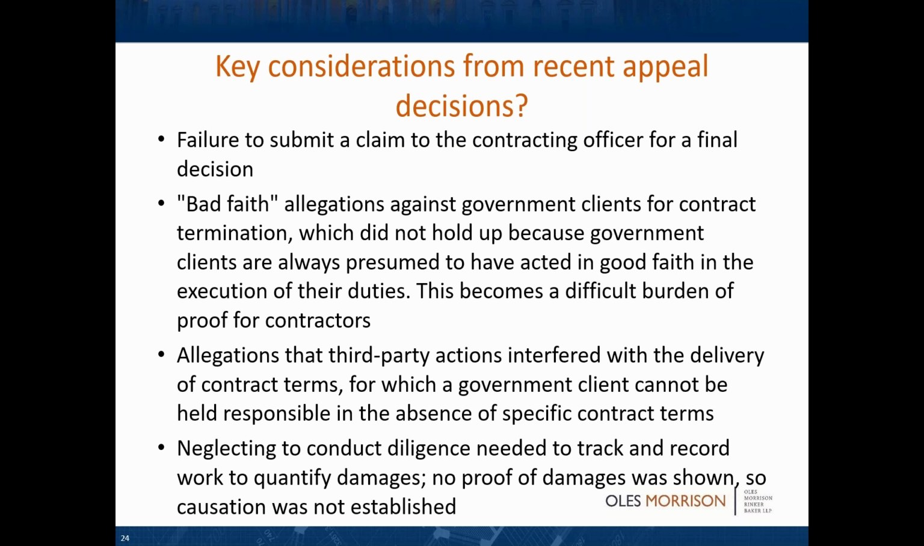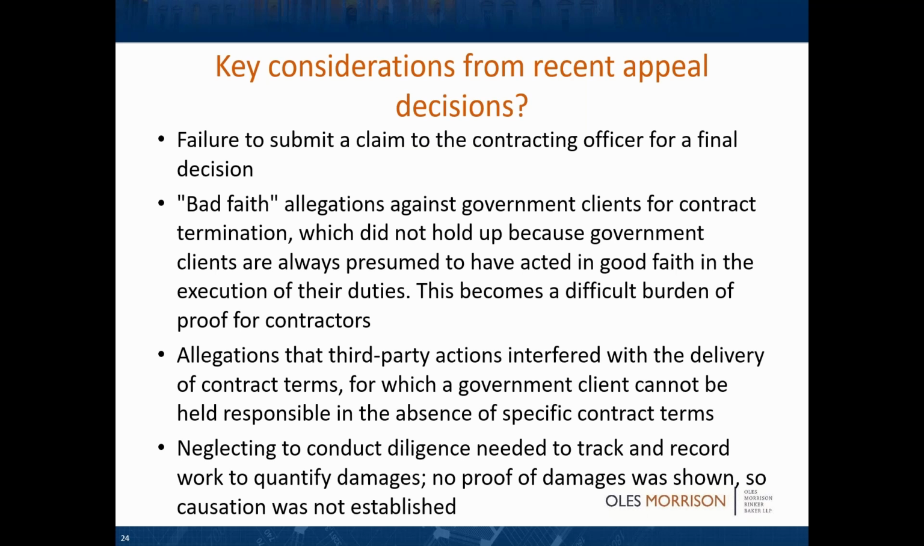Neglecting to conduct due diligence needed to track and record work to quantify damages. No proof of damages was shown, so no causation was established. Typical of a case that came out where, after years of litigation, the board said, on this commercial item contract for tents for the Army, you're right, you're entitled to money, but you did not put in your contemporaneous cost data, and the testimony of your president as to what the costs were wasn't enough, therefore you get zero money.